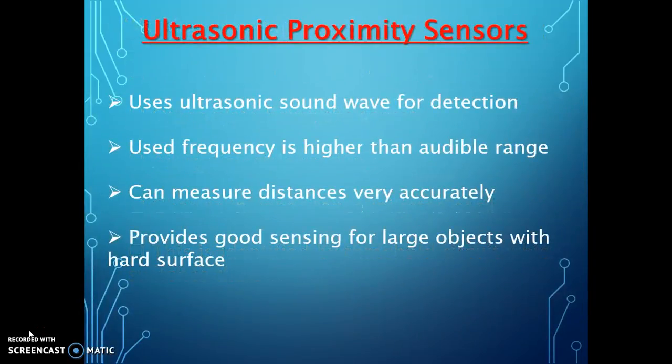Now the ultrasonic proximity sensor. The ultrasonic proximity sensor is sometimes used in place of optical sensors. Instead of using a light beam, a high frequency sound wave is used. This sound wave is above normal hearing frequencies, approximately up to 40 kHz. The ultrasonic sensor can measure distances in centimeters and inches. It provides good readings in sensing large-sized objects with hard surfaces.